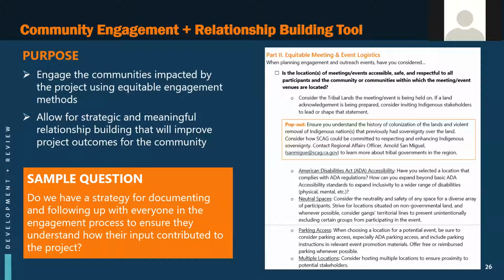It covers checkpoints such as tribal lands, ADA accessibility, neutrality of the space, parking access, and the consideration of multiple locations. So I just did a very quick dive of the 6 tools in our toolbox. And now I'm going to turn this over to you for a poll question.